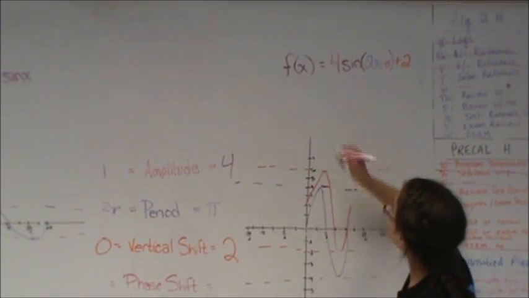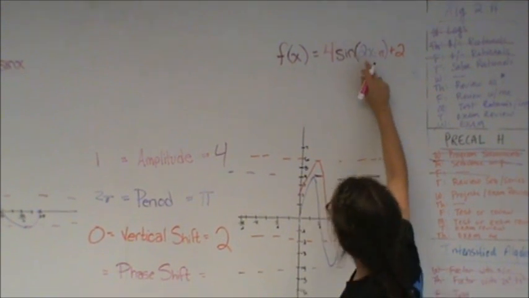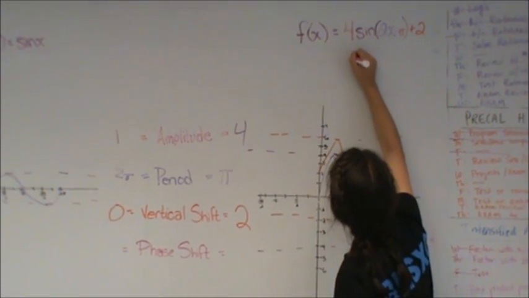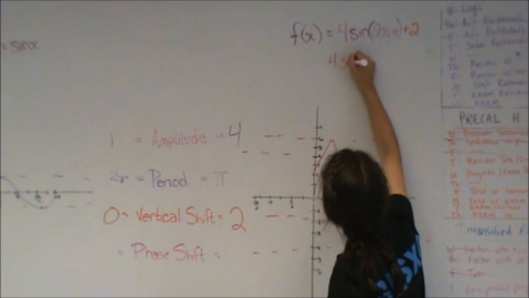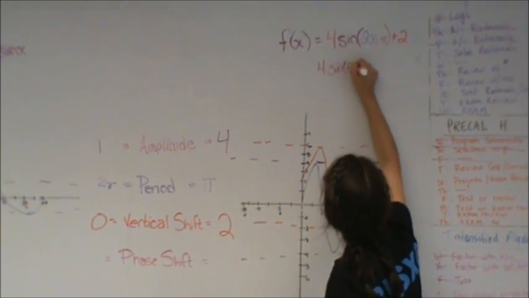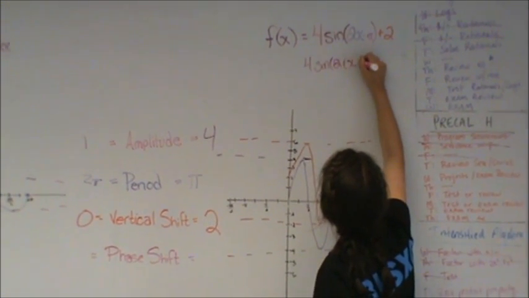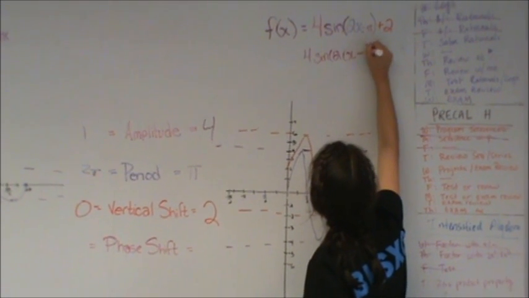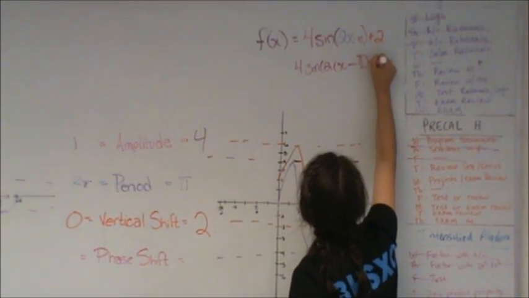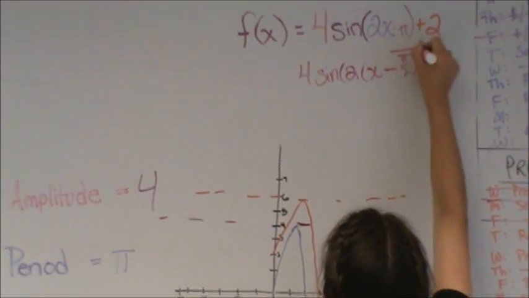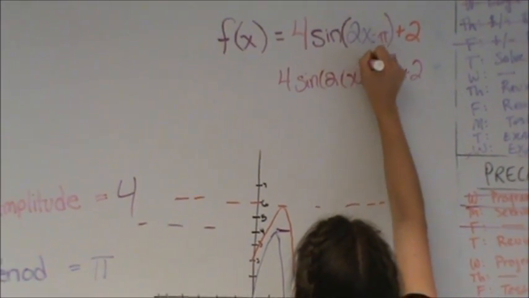Now, when Matt did the period, he took the 2 out of it so that it's x minus pi over 2. This number right here, this is the phase shift.